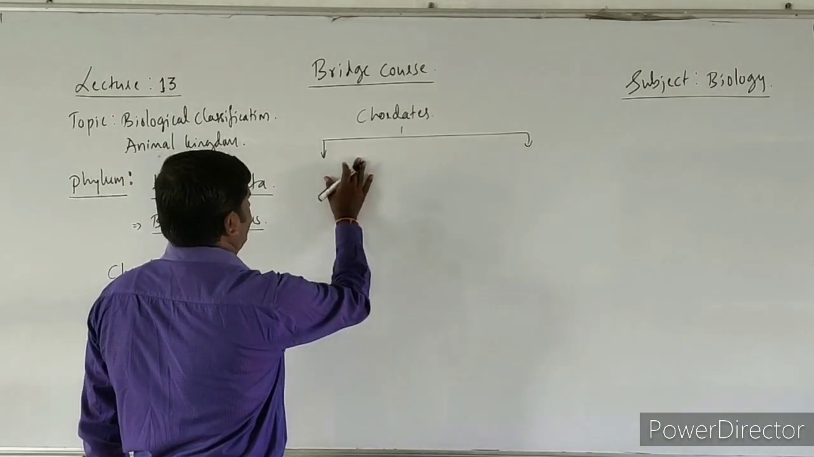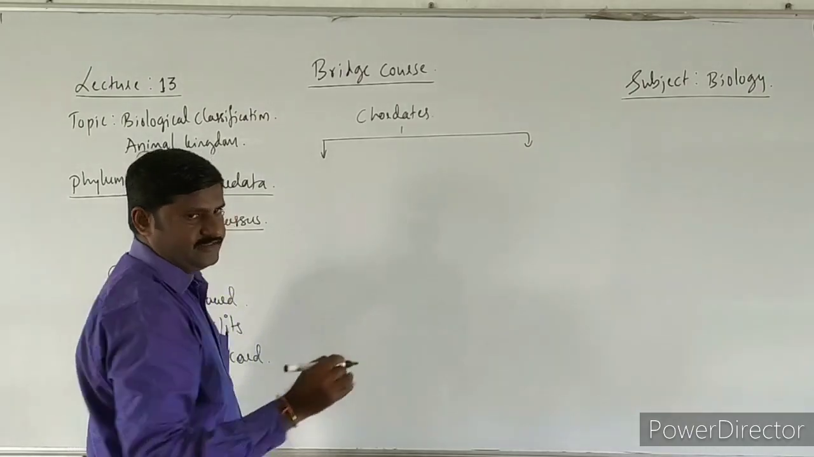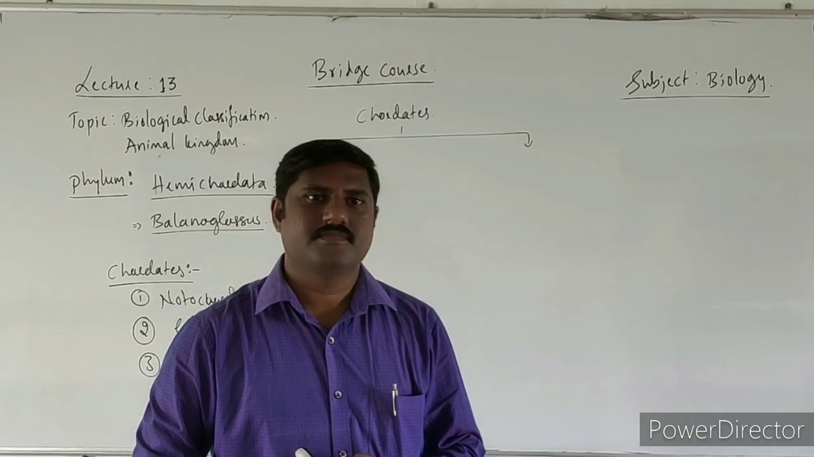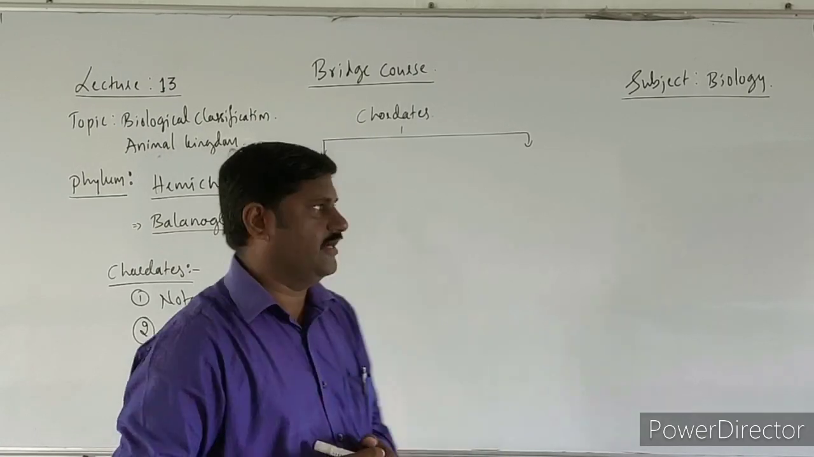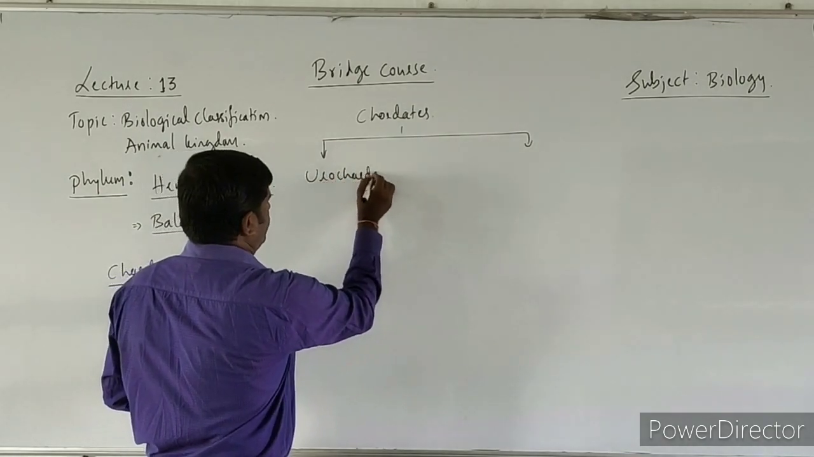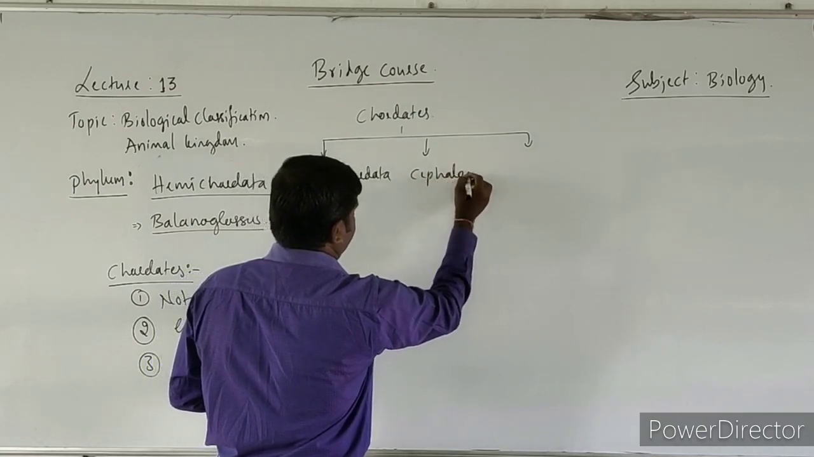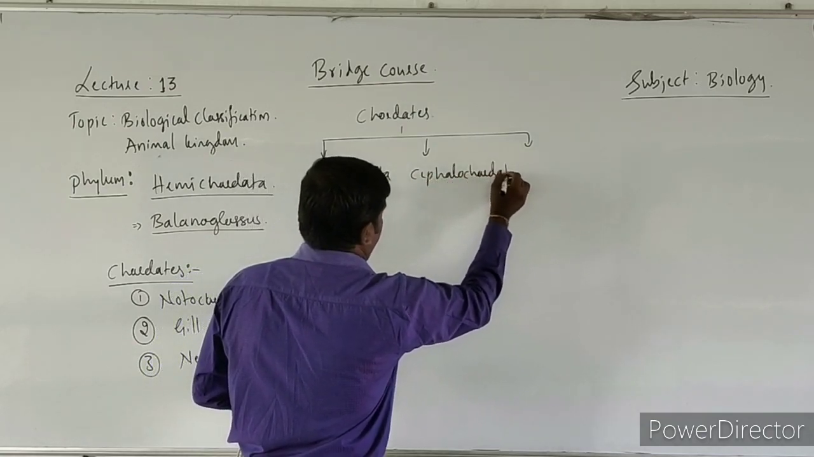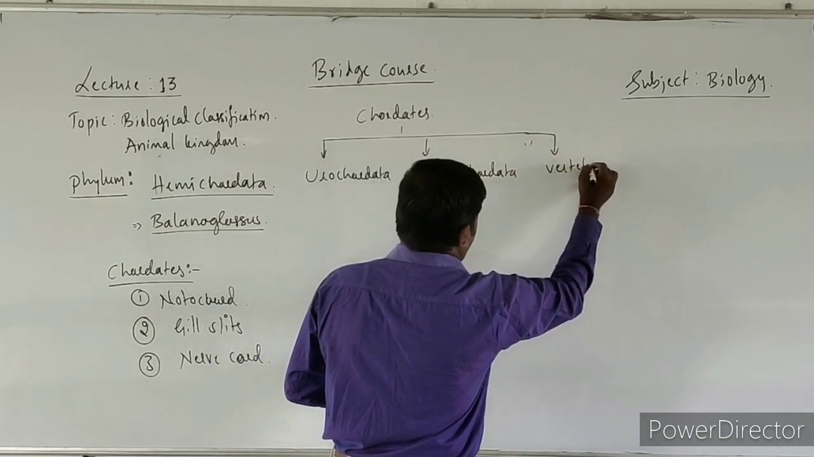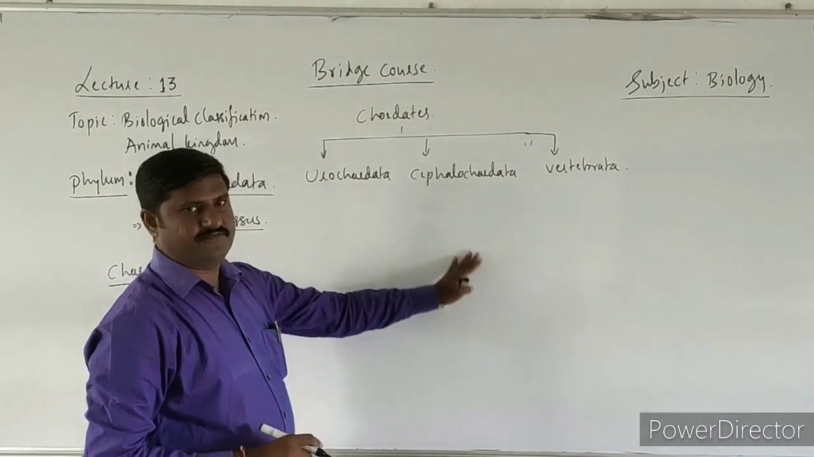Different subphylums. Those subphylums are, first one is Urochordata, Cephalochordata and Vertebrata. Urochordata, Cephalochordata, and third one is Vertebrata. So this way they have been classified into three subphylums.